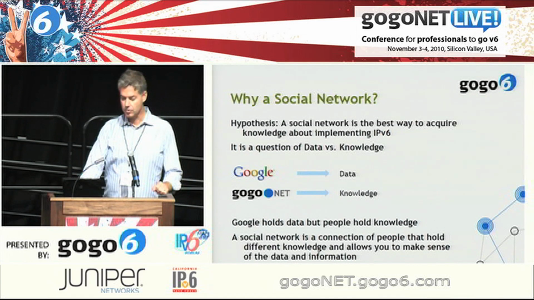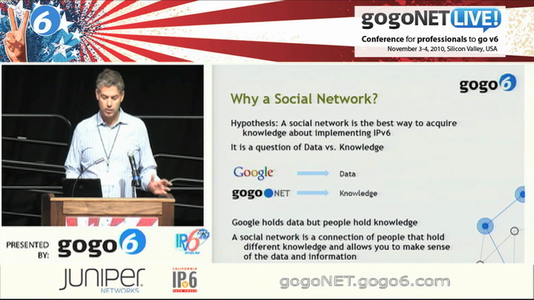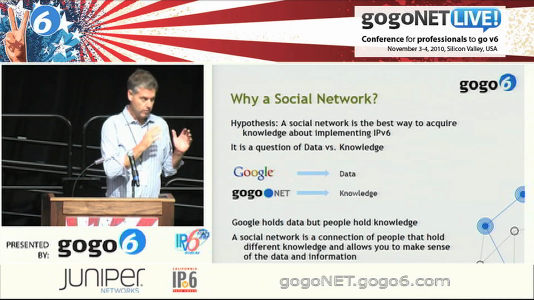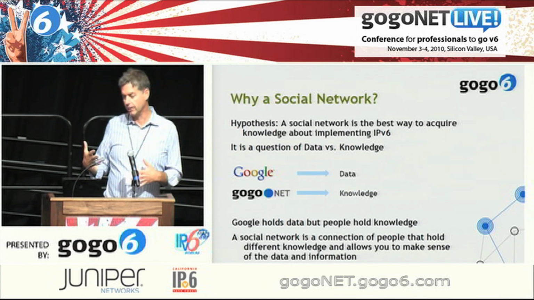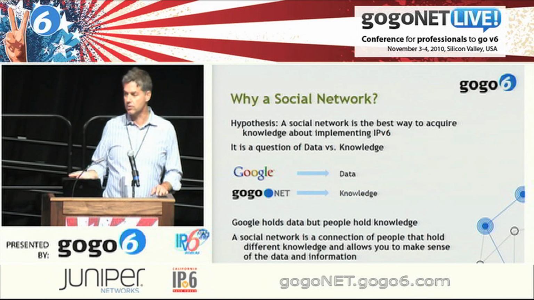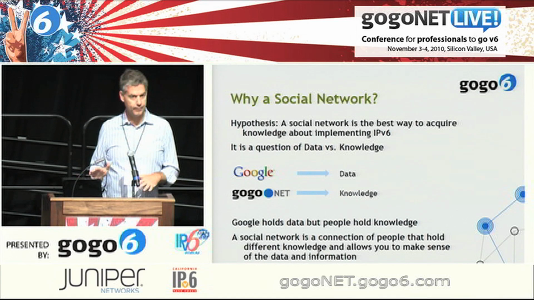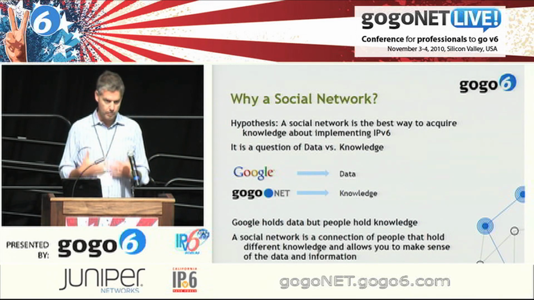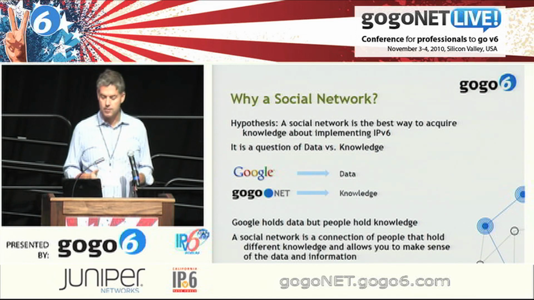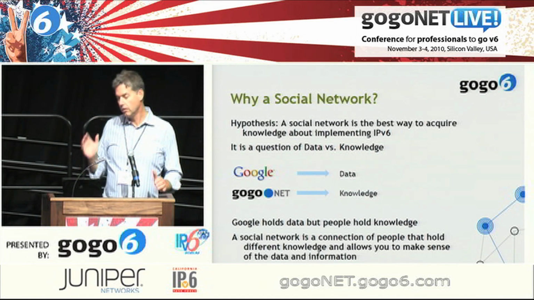Our hypothesis is that a social network is the best way to acquire knowledge about implementing IPv6, training, education, and already having experience. So really it's a question of data versus knowledge. I have said this many times, but when you go on Google, you're getting data on IPv6, you're reading it, and you will learn. But to get the experience to be able to answer questions, what ifs, and when you're in the middle of implementing something, it's much better to try to build knowledge. So Google holds data, but it's people that hold knowledge.